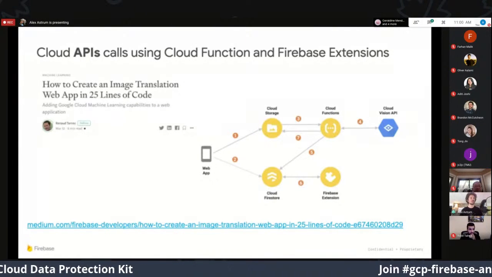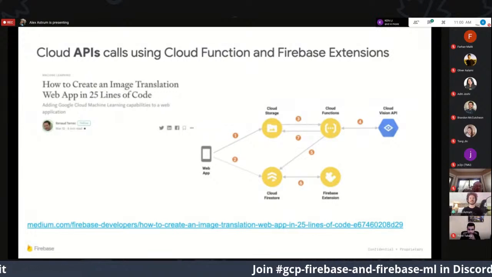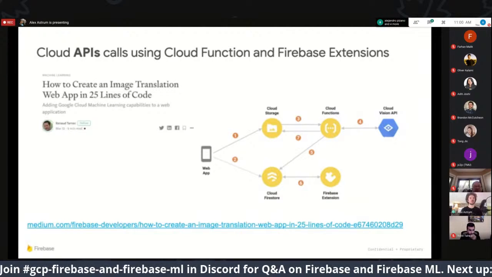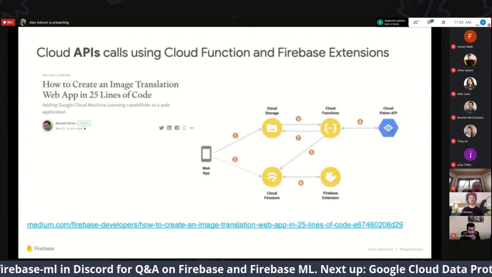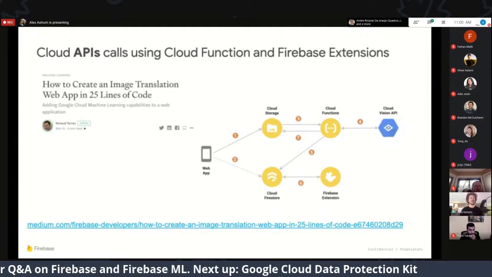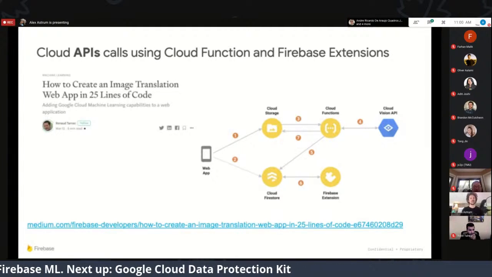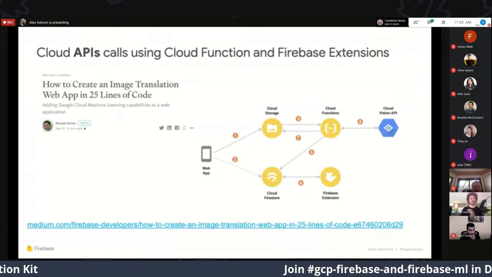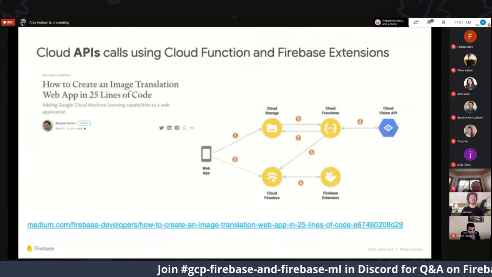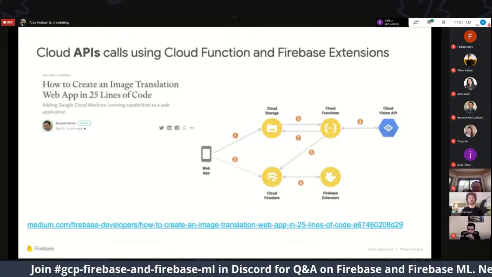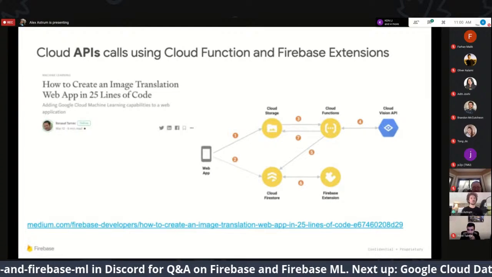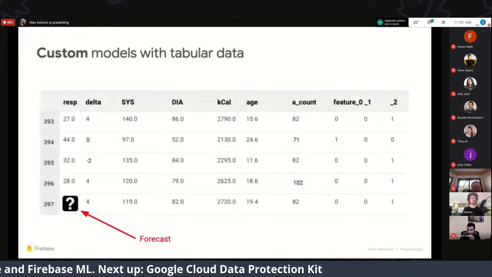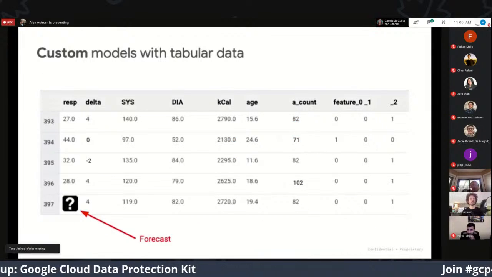If you're curious to see how to call an API using Cloud Functions, there are a few really great articles on Medium. This is one of my favorites because it shows how to very simply build an iOS app which uses two AI APIs that are not natively supported by Firebase ML, by using a Cloud Function as well as a Firebase extension. So it really gives you a good understanding of what your workflow might look like. It employs both Firestore and storage, so it covers a lot of ground.